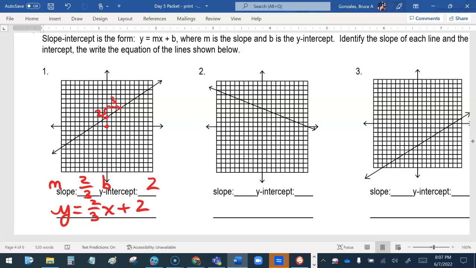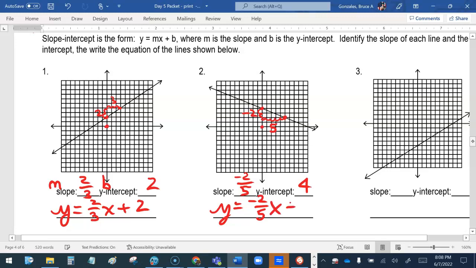Okay. Let's do number 2. Pick 2 points on the grid. Now this goes down 2 and then to the right 5. So that's negative 2 over 5. Please be careful. If it goes down to the right, it's negative. If you rise down, which is weird, that's a negative slope. Your y-intercept, here's the origin, hits at positive 4. So your slope-intercept form is y equals negative 2 over 5x plus 4.